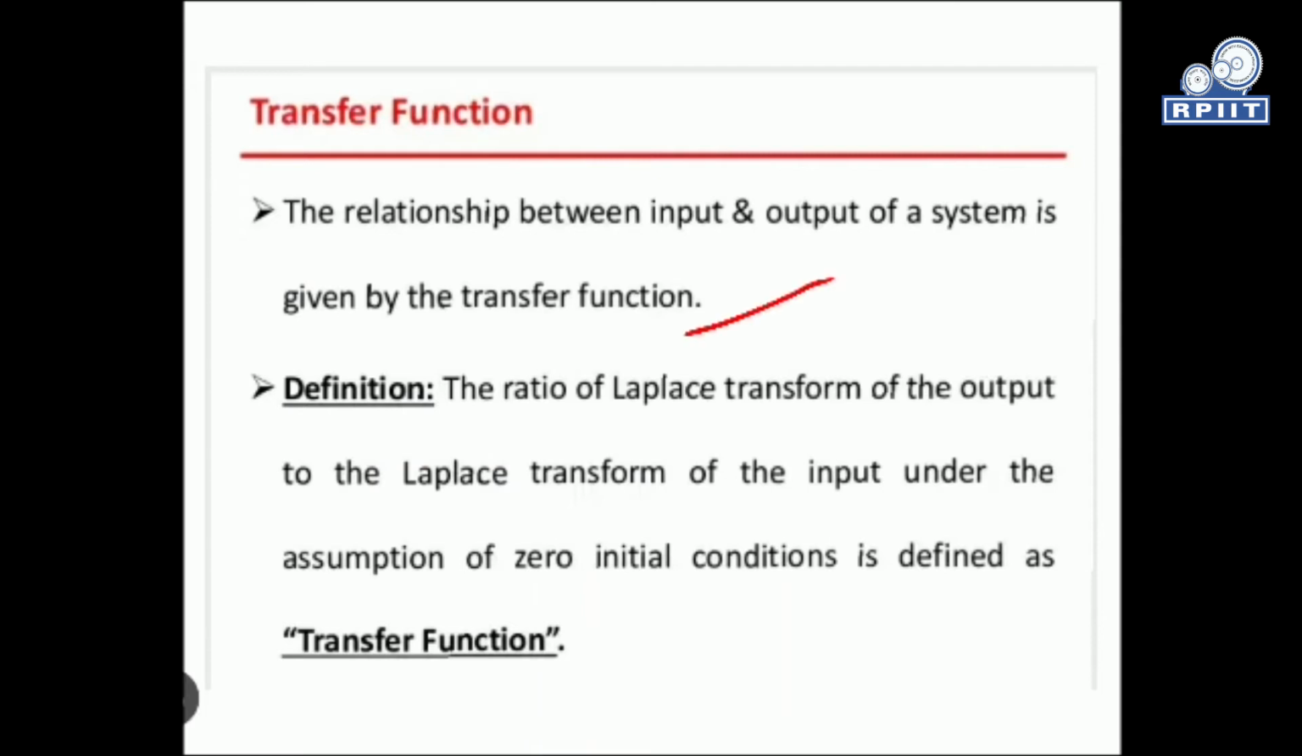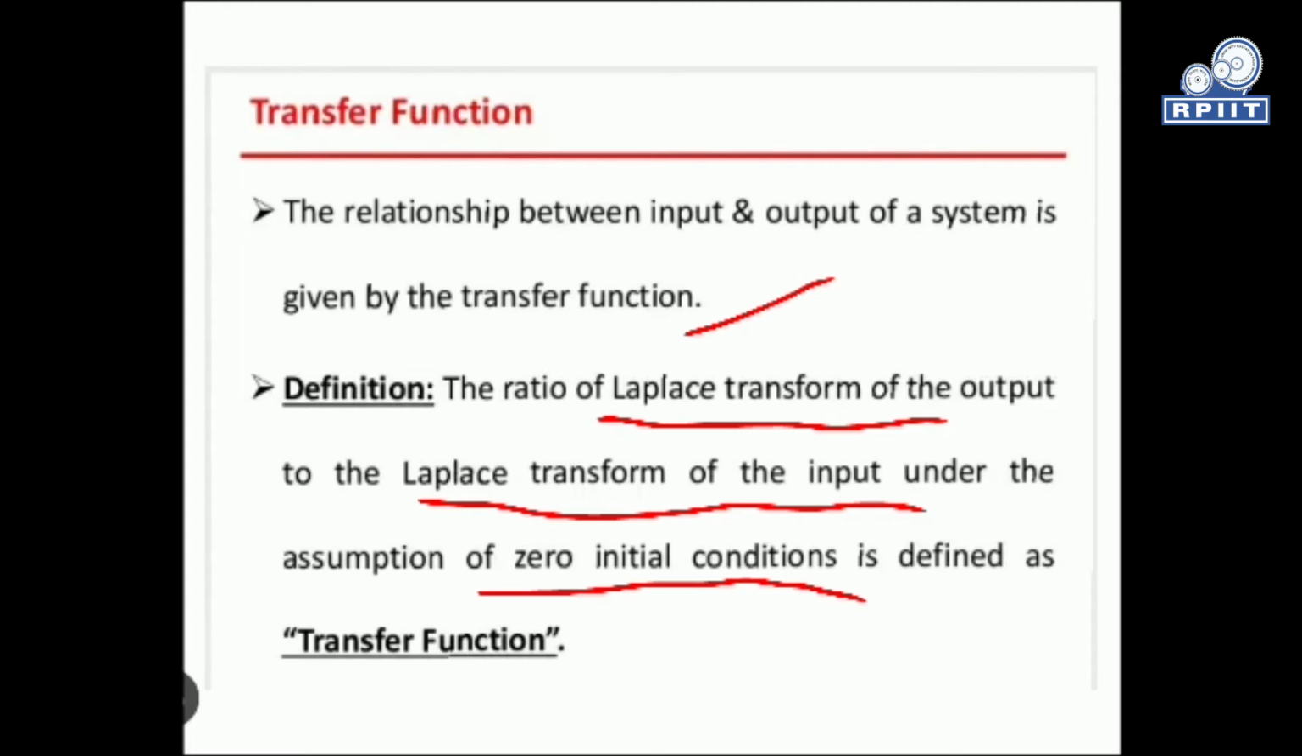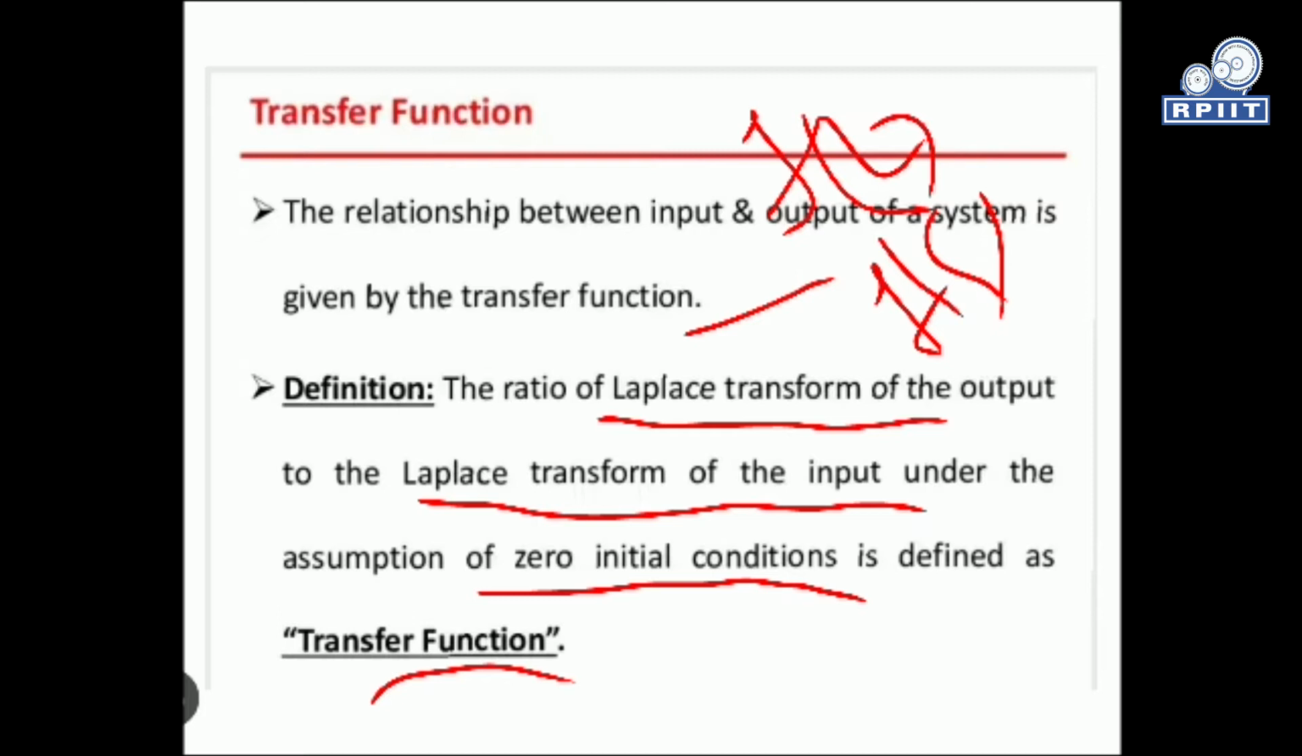So we can say that the ratio of the Laplace transform of the output to the Laplace transform of the input, under the assumption of zero initial condition, is defined as the transfer function. So if we are given a signal f of t, then we will convert this signal into f of s. Similarly, the ratio of output upon input in S domain, or the Laplace transform of output divided by the Laplace transform of input, is the transfer function of the system.